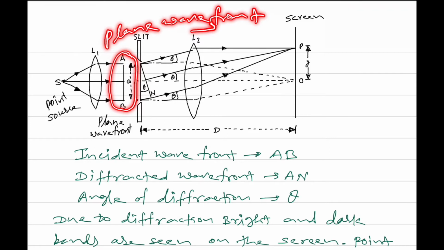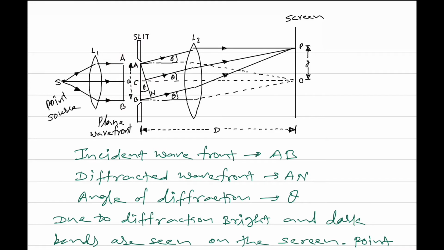Now this wavefront is incident over the slit. So this is the incident wavefront AB. The width of the slit is a, and this AN is the diffracted wavefront. The angle of diffraction is shown here. It is theta. We are using another convex lens L2, and the screen is also placed near the lens as well as the plane of the slit. So due to this lens L2, these rays will converge at some point P.